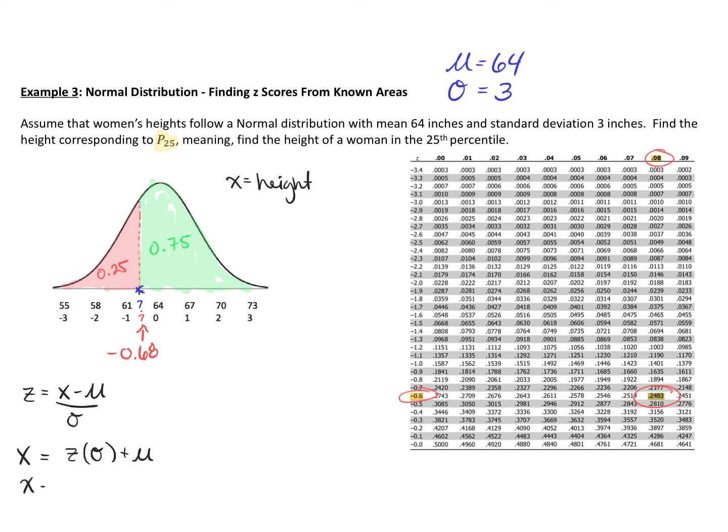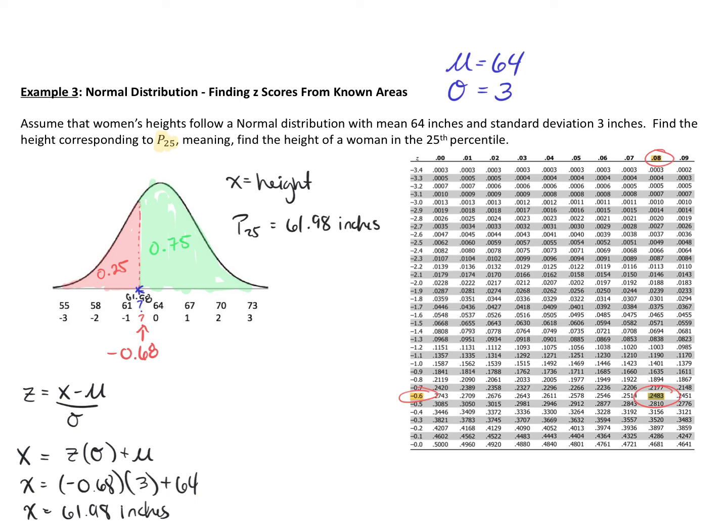Okay, so let's do the substitution. Our z-score we know is negative 0.68. Our sigma is 3, and our population mean mu is 64. So if you put this into your calculator, it corresponds to a height of 61.98 inches. So this tells us that a height of 61.98 inches is the height that separates the bottom 25% of female heights from the top 75% of female heights. So P25 here would be 61.98 inches.